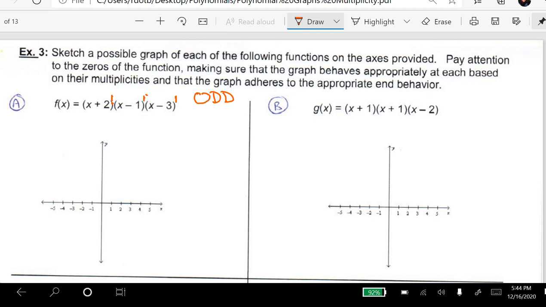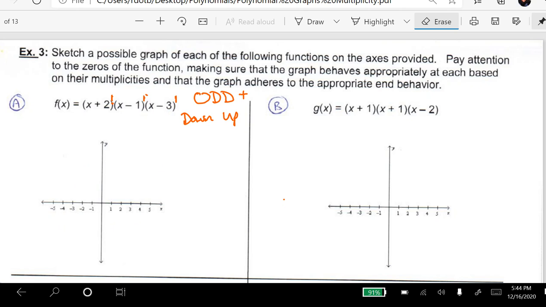If it is odd, this doesn't have a negative a or a negative leading coefficient, so we're going to go with it being a positive leading coefficient. So that means that our end behavior is going to be down, up. So we have to keep that in mind when we sketch the graph. We need to make sure it's down on this side, up on that side. Obviously, that's not sufficient yet, but that has to be met.